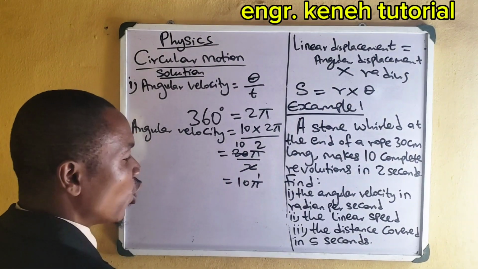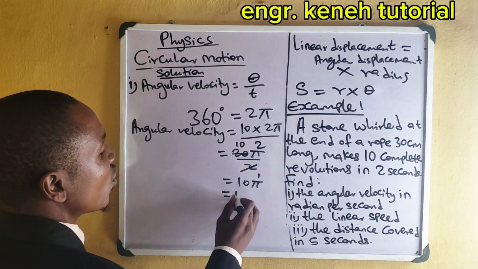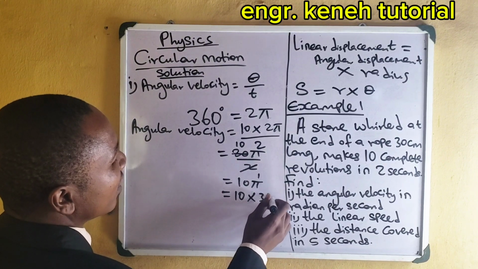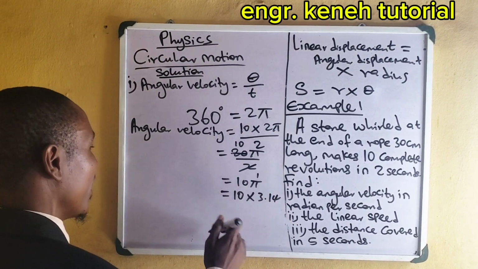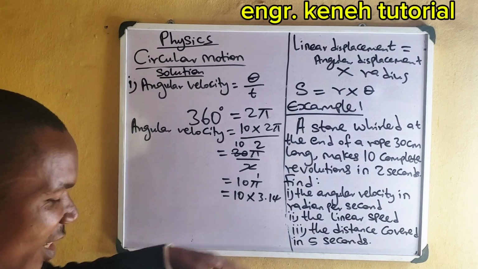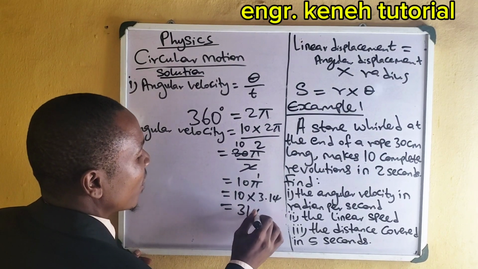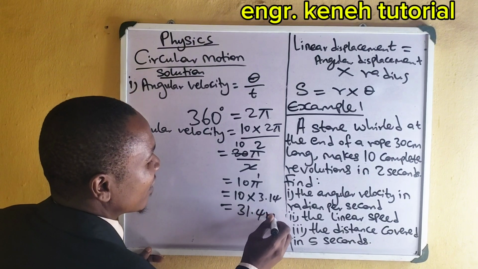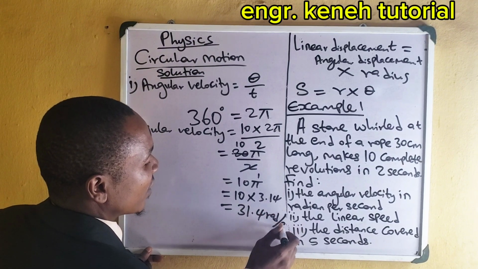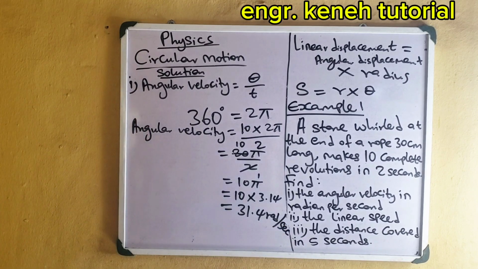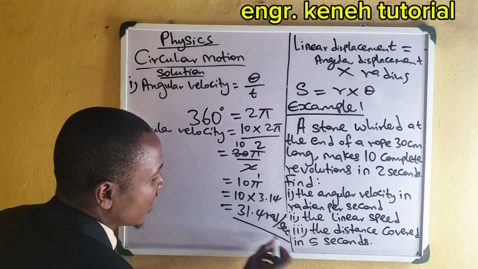All right, but we know that pi is equivalent to 22 over 7, or you may say 3.14. Assuming that you express it as 3.14, when you multiply this, it will give us 31.4. Then you have radian per second. Can you see that? Radian per second. Is it clear? That is how this can be solved.